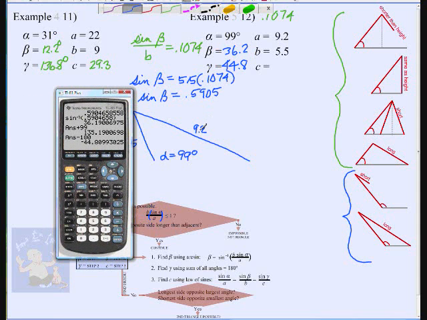Our C is going to be the sine of 44.8 degrees divided by this ratio.